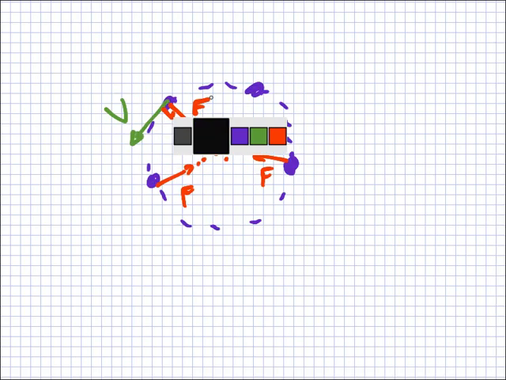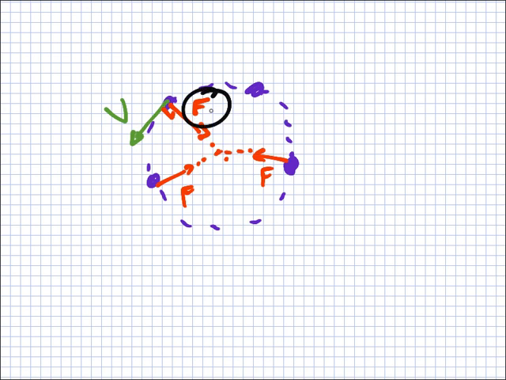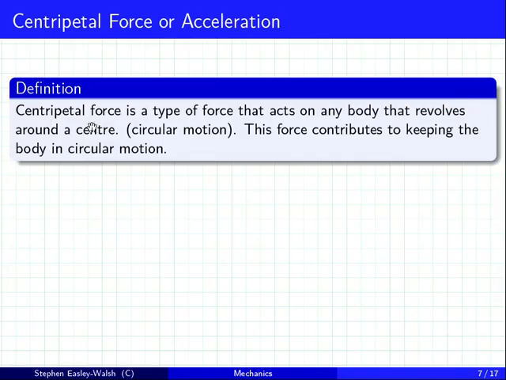So this force here is called the centripetal force. That's the name of it. Okay.